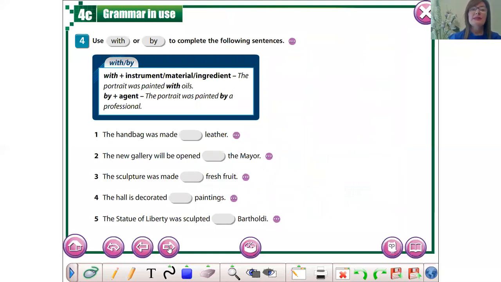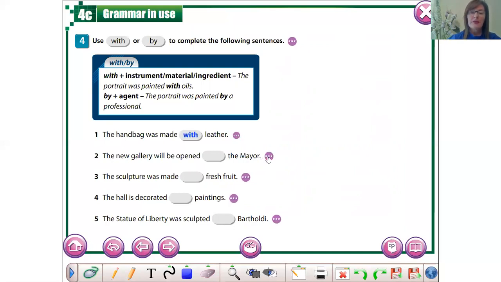Here we have to distinguish between with or by. With plus instrument, material, ingredient. For example, the portrait was painted with oils. By is followed by agent. The portrait was painted by a professional. For example, the handbag was made with leather.